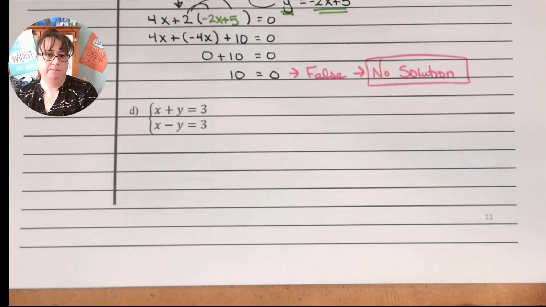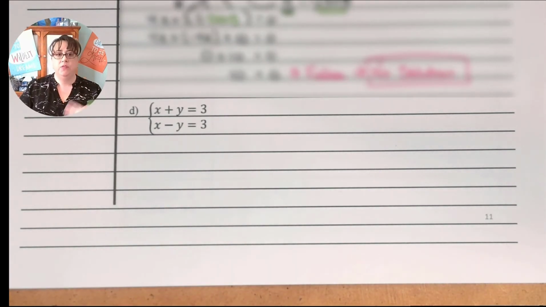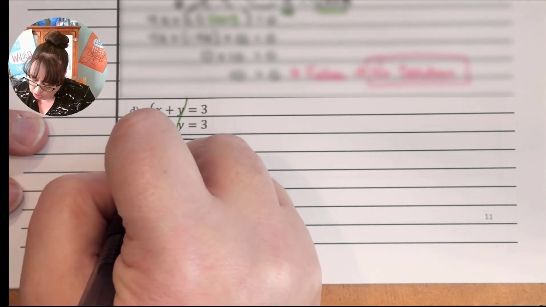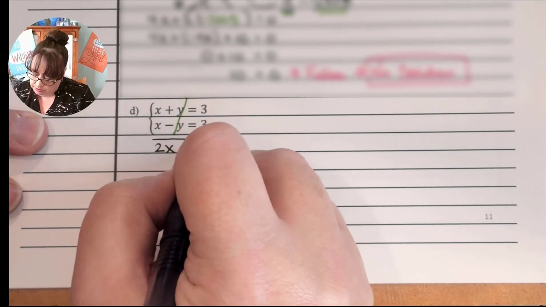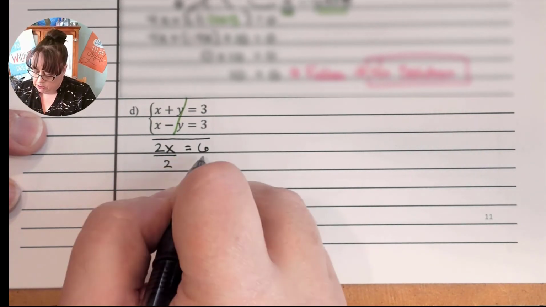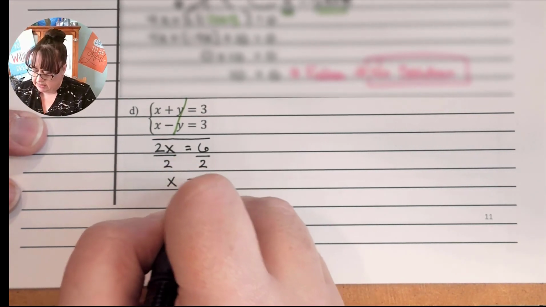So let's look at D. And let's go ahead and do this one again by substitution. I would probably, actually, let's do this one by elimination. This is a very nice one to do by elimination because we already have a very nice additive inverse here with a positive y and a negative y. That becomes 0. And I am left with 2x is equal to 3 plus 3, which is 6. So now I'm going to divide both sides by 2, and x is equal to 3.